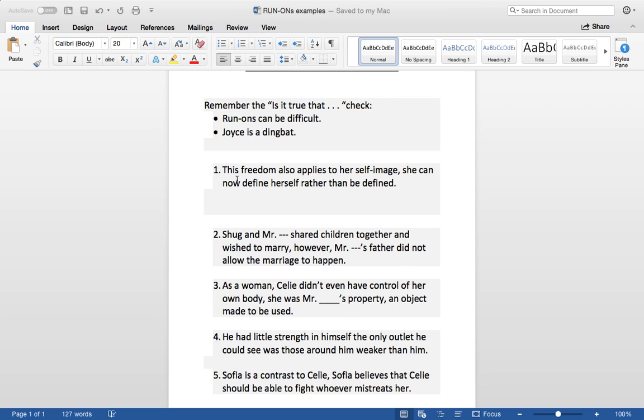All right, is it true that this freedom also applies to her self-image? Yeah, that makes sense as a question. Is it true that she can now define herself rather than be defined? Yep, that makes sense as a question.